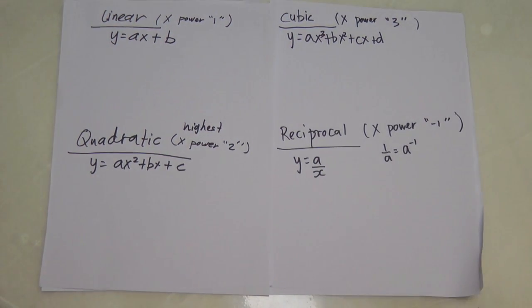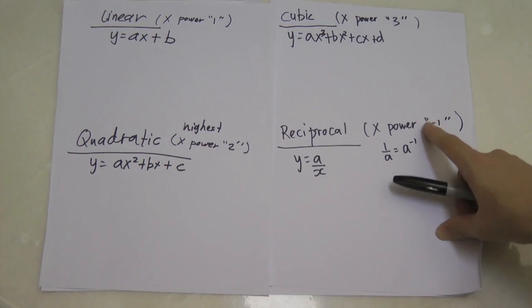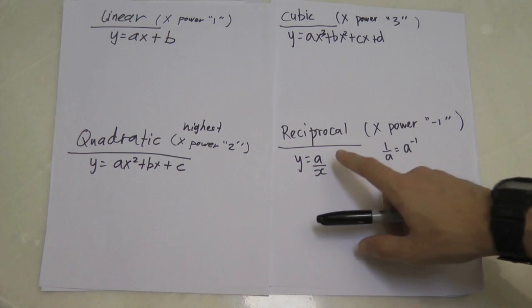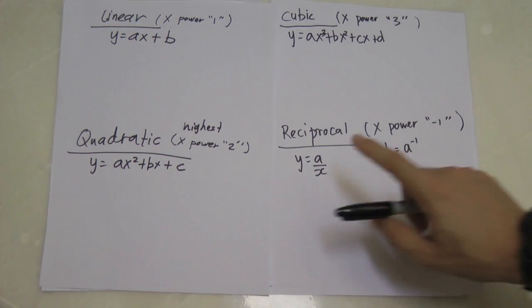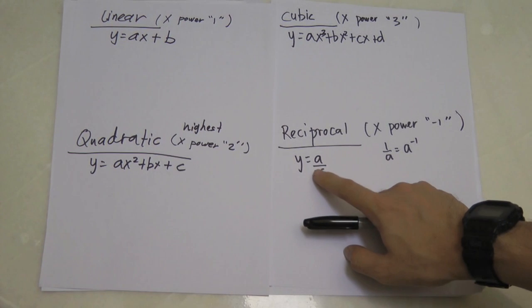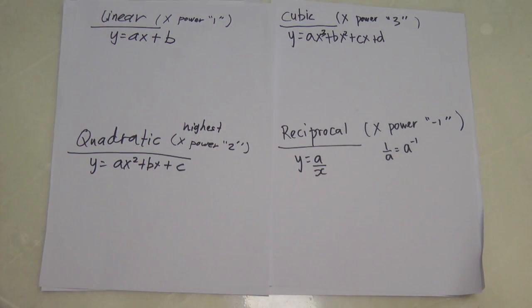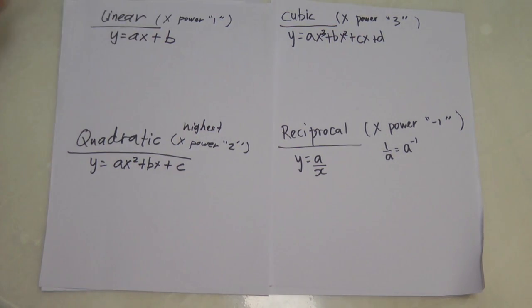Normally, reciprocal means x power of negative, not necessarily -1, it can be -2, -3, -4. You will still see the pattern of the reciprocal, but whenever the power is negative, it means the x is at the denominator position, so it's a reciprocal graph. This is how you differentiate whether it is linear, quadratic, cubic, or reciprocal.